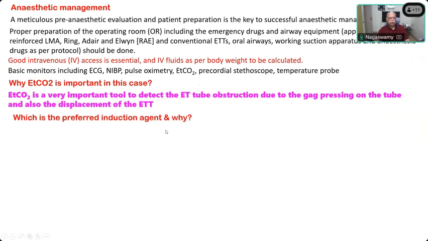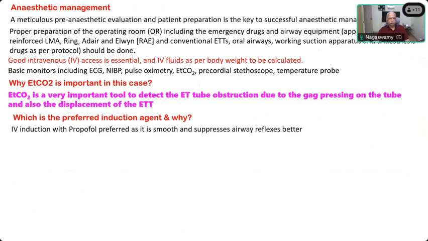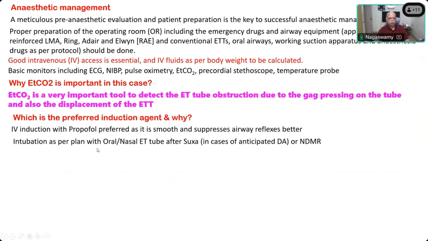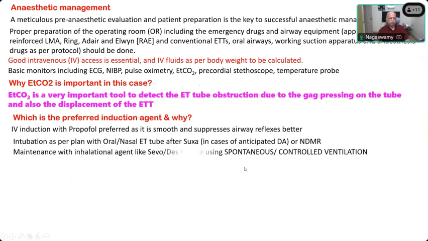Which is the preferred induction agent for these cases and why? So propofol is the preferred induction agent because it obtunds the airway reflexes. Airway reflexes very well, very good. IV induction agent preferred because of its smooth induction and also suppresses airway reflexes better than your other agents. And intubation plan as per oral or nasal tube with succinylcholine in case of difficult airway. Otherwise, you can go for non-depolarizing muscle relaxant. Maintenance with inhalation agents like sevoflurane or desflurane.